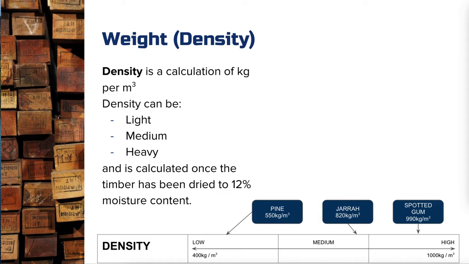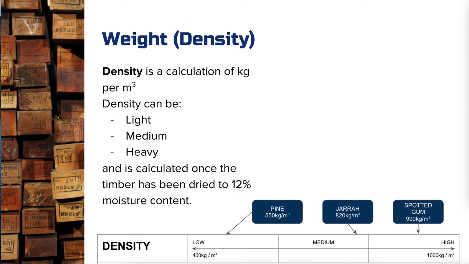If I did that same space, a meter by a meter by a meter, that cubic meter space, and filled it with spotted gum, again, no air, just the timber, we'd be looking almost double that, at 990 kilograms. So density is related to how much mass, so how many kilograms are there within a certain space. We always do it based on cubic meters, so then we're consistent and we can compare species. So in that sense, we've got pine sitting towards the low, jarrah sitting reasonably high, that high medium, that low high, whatever you'd like to call it. I call it reasonably high. And we've got spotted gum sitting up there right towards the top.